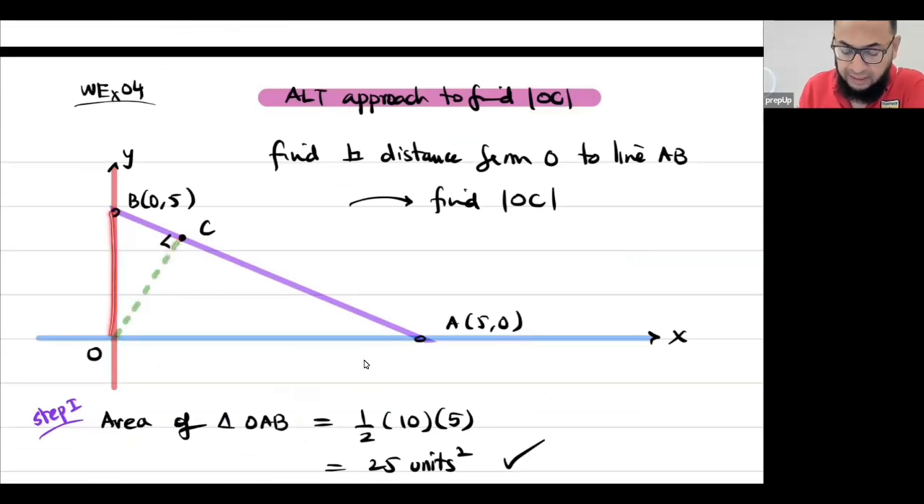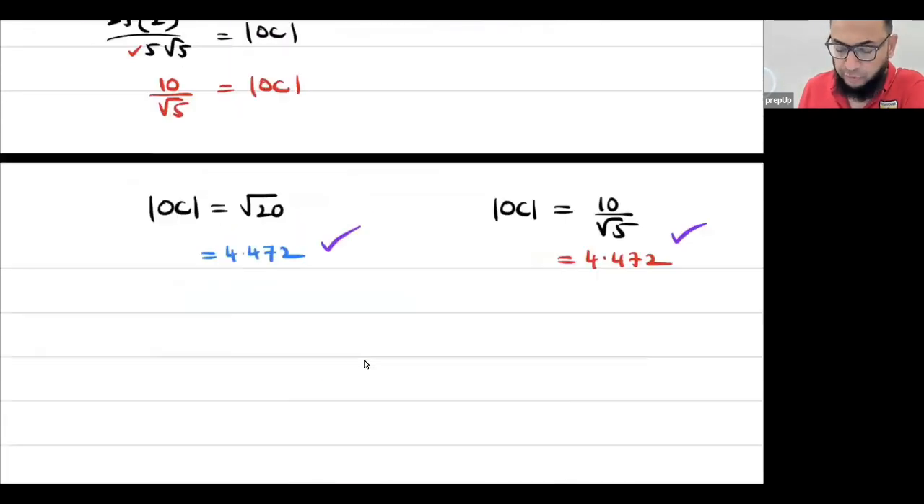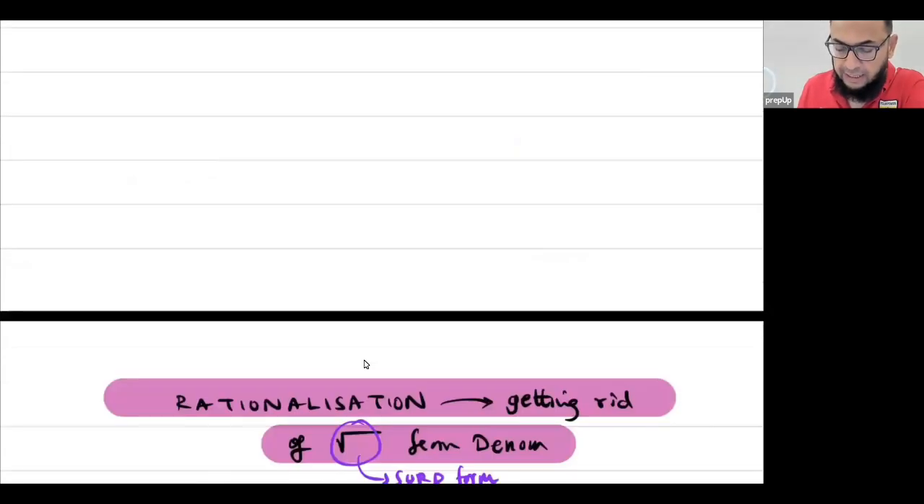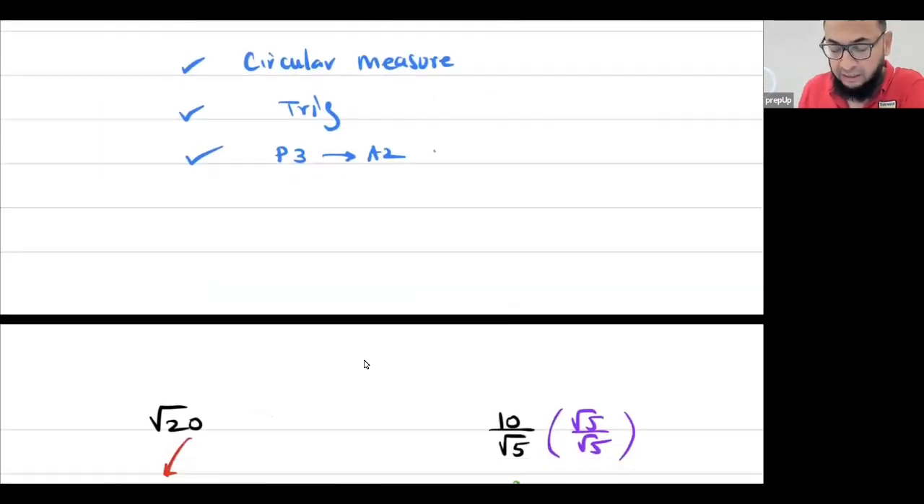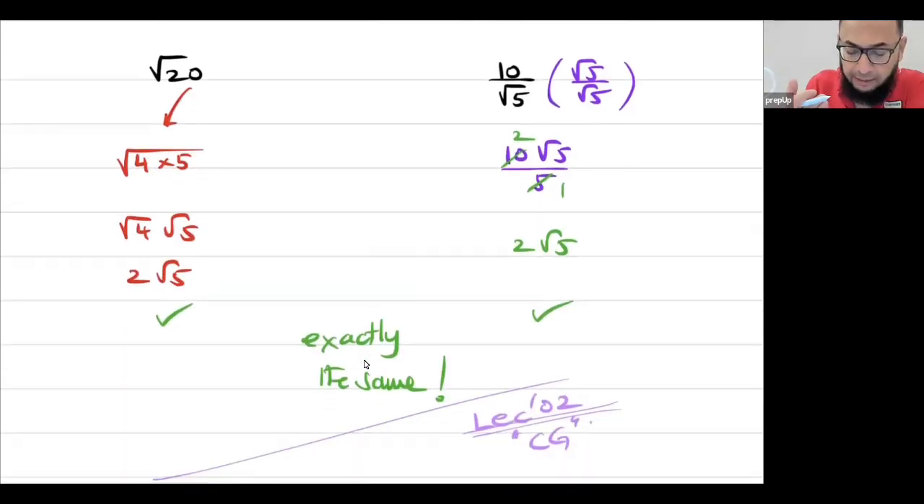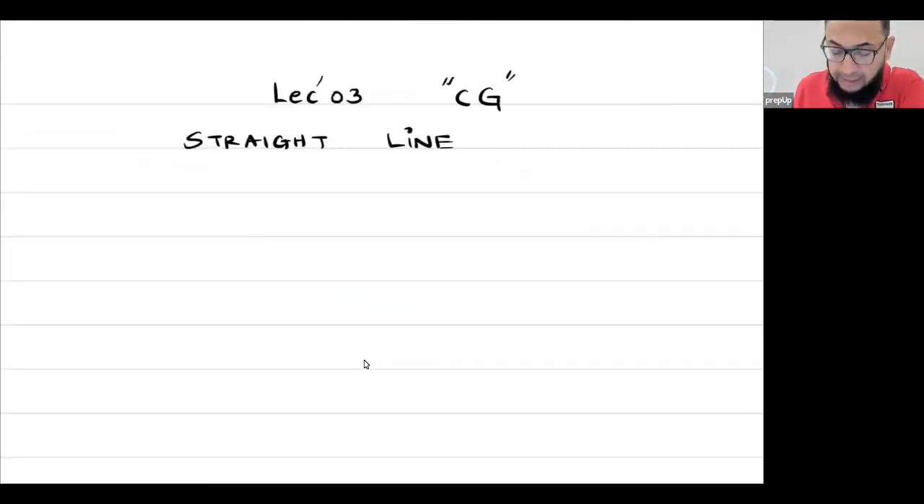So if I take this triangle, if I take this as the base and this as the height, versus if I take this as the height and this whole thing as the base, that is what was used in the previous question. And rationalization, getting rid of the square root from the denominator, was done so that I can make it obvious that the two answers are exactly the same. So now in lecture number 3, what are we focusing on?